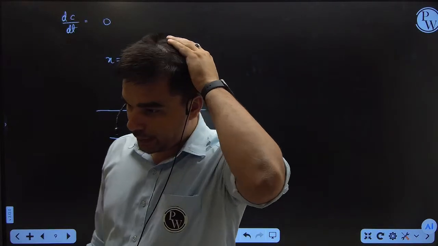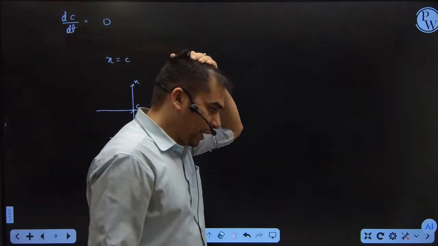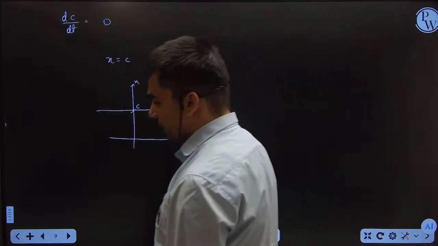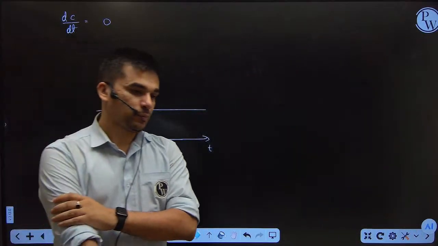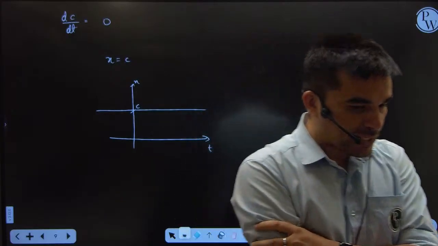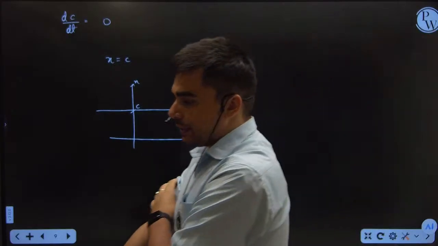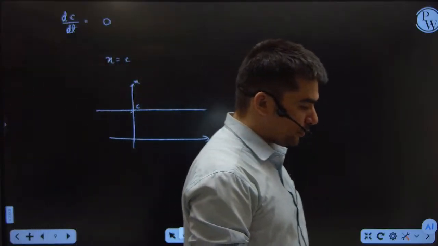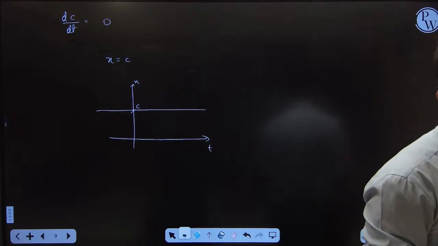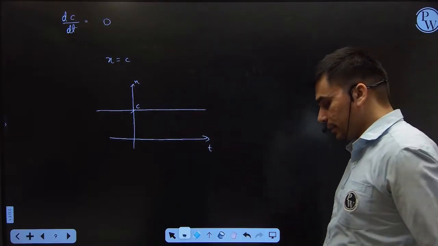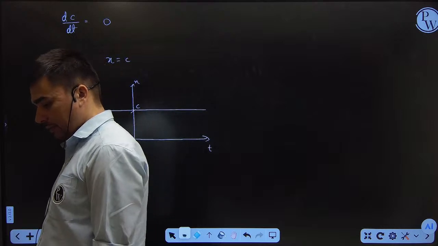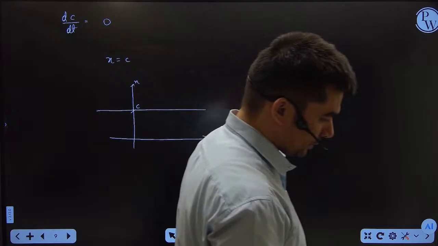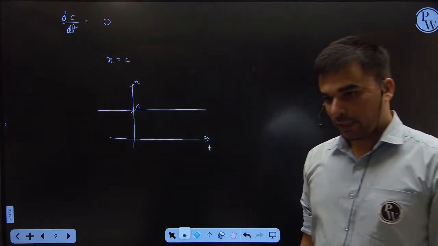Derivative as a rate measure. What is the meaning of derivative as a rate measure? Write down: dy by dx means the rate of change in y with respect to x.